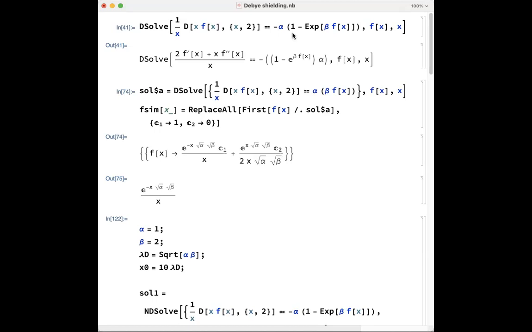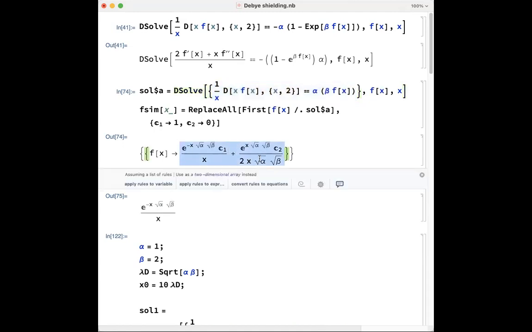Well, then, what I do next is take the Taylor expansion. The equation I'm solving here is the equation with the Taylor expansion, where alpha times beta is lambda D squared. And you see that this is the answer that I obtain, which is a little messy.